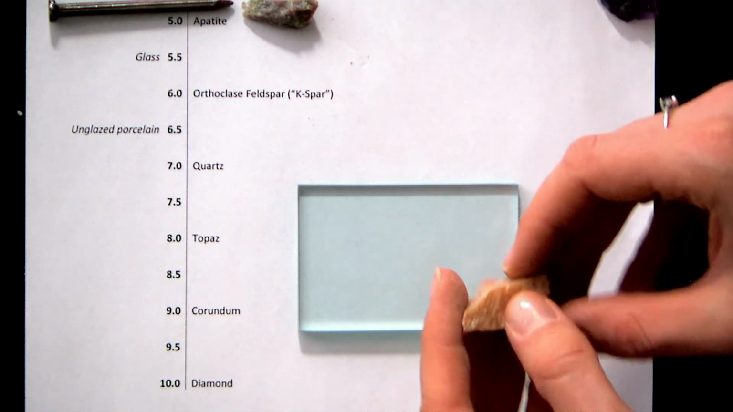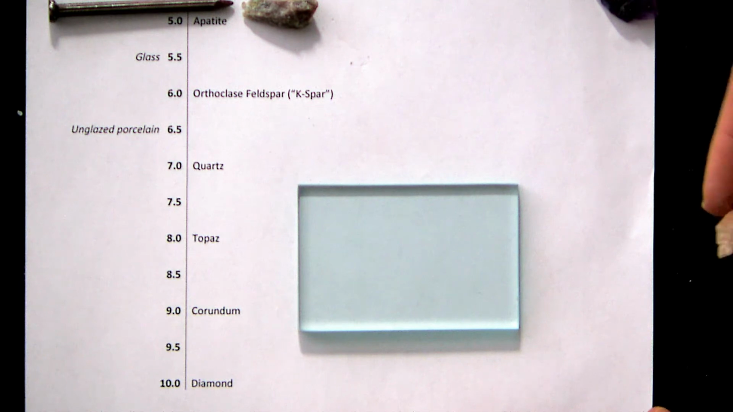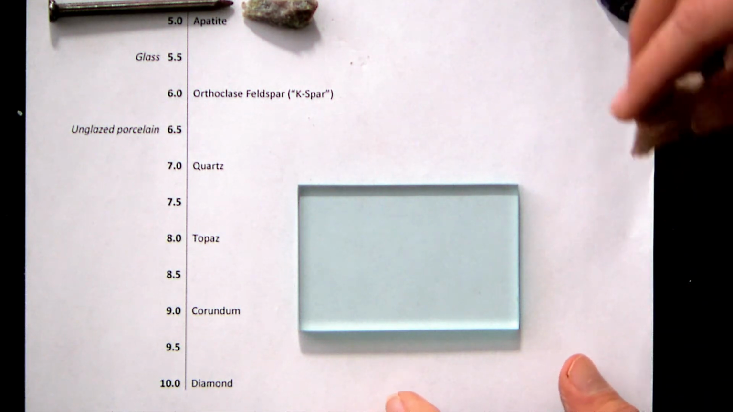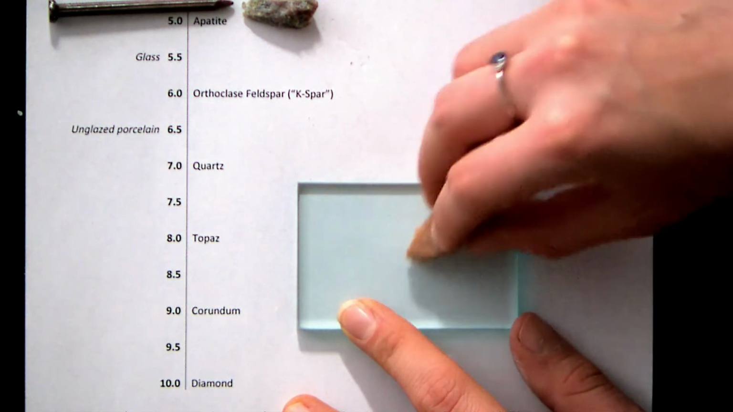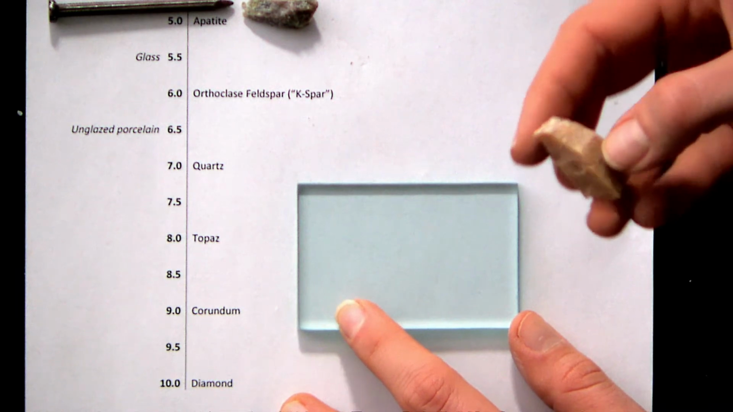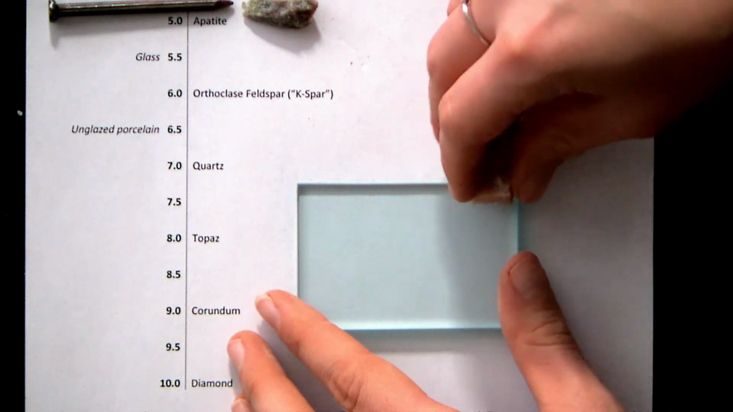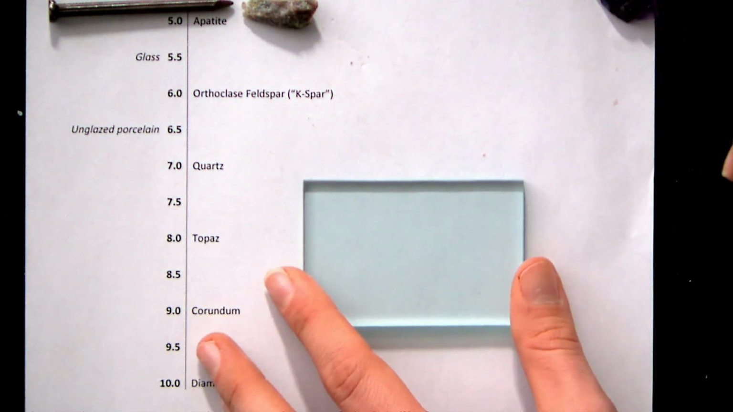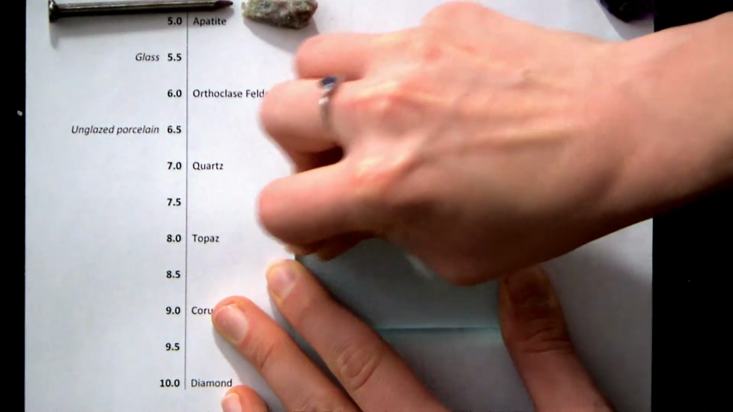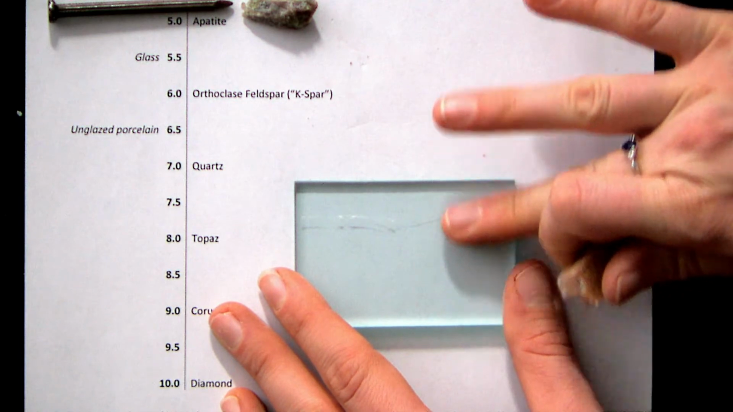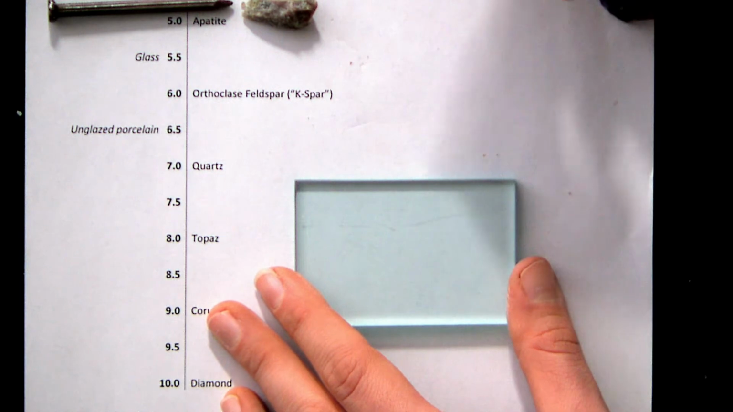Now this K-spar, because it is harder than glass, will scratch the glass. So pay attention, because what I commonly see is people going like this. Oh, it doesn't scratch. You need to put a significant amount of effort into scratching this glass. So put all of your weight into it, hold the glass, it's sanded on the edges so it won't cut you, but put some effort into it and you will hear the scratch there, and you will feel the scratch with your hand when you wipe it off.